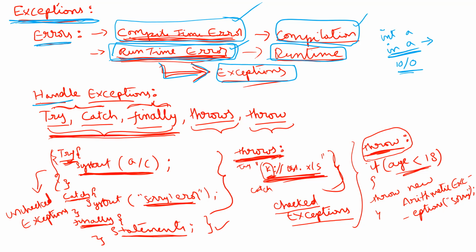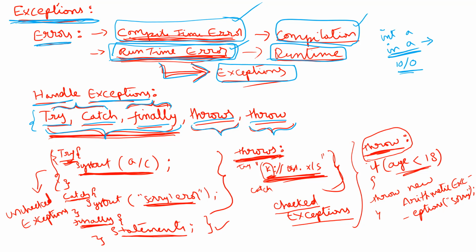How do we handle exceptions in Java? There are mainly 5 keywords using which we can handle exceptions in Java. They are try, catch, finally, throws and throw. Out of these 5, the first 3, try, catch, finally, are one group, throws is one, and throw is another one. In the first group, try and catch are the compulsory ones. That means we have to declare them to catch the exceptions.